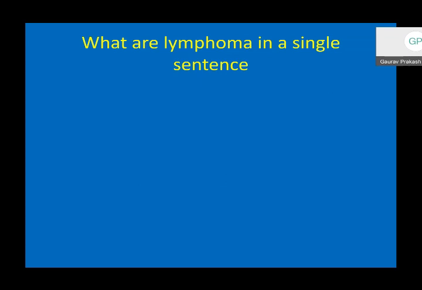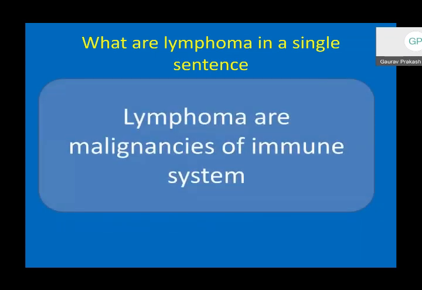If I would like to summarize that, we can say that lymphomas are malignancies of the immune system. This is the best single definition I can think of regarding lymphoma. Whenever you think of lymphoma, if you remember this definition, you can immediately relate that this person is carrying a severe amount of immune dysregulation, which has led to formation of this malignancy. The difference between solid tumors and hematological malignancies is that solid tumors are anatomically well defined.